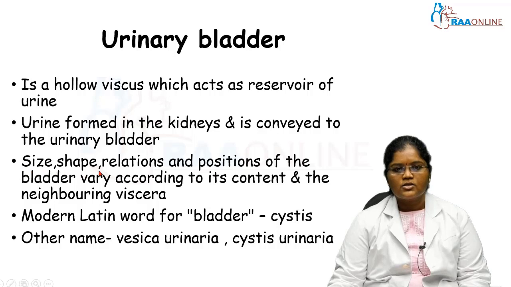The size, shape, relations and position of the urinary bladder vary according to its content, that is the volume of urine, and also the neighboring viscera. The modern Latin word for bladder is cystis, so any infection in the bladder is named cystitis. The other names for the urinary bladder are vesica urinaria or cystis urinaria.